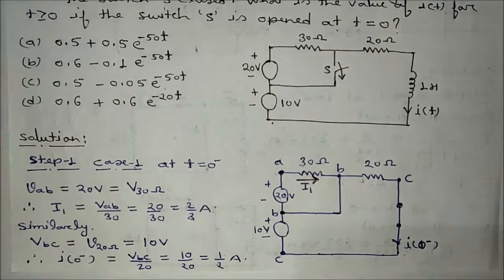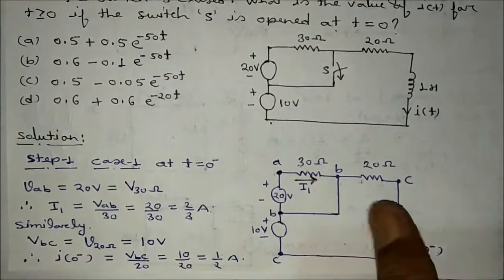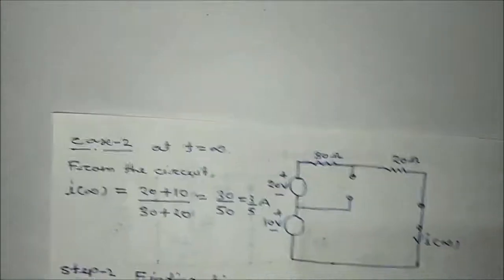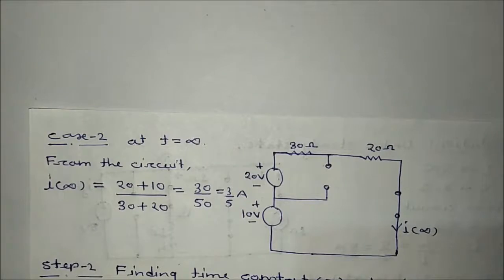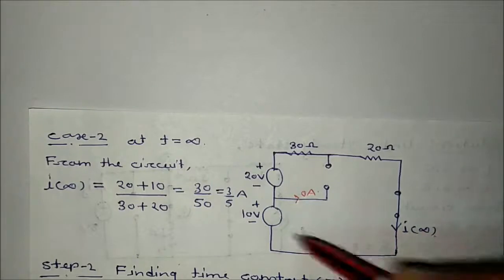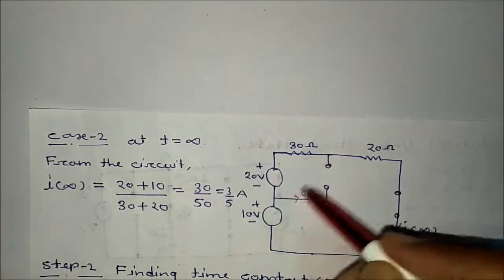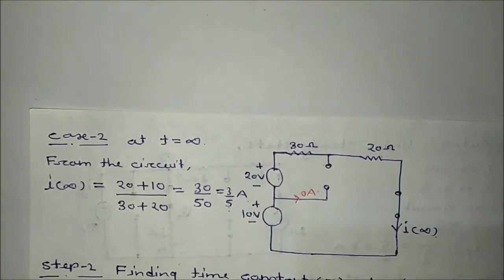Okay. Now case 2, at t equal to infinity, the switch is now open, L is shorted. If you draw the circuit, you will get something like this. At t equal to infinity, the switch is open, this is 10, this is 20, this is I infinity, and you can easily say there will be no current here. That means I infinity will be 10 plus 20 divided by 30 plus 20, that is 50. You will get 3 by 5 ampere.